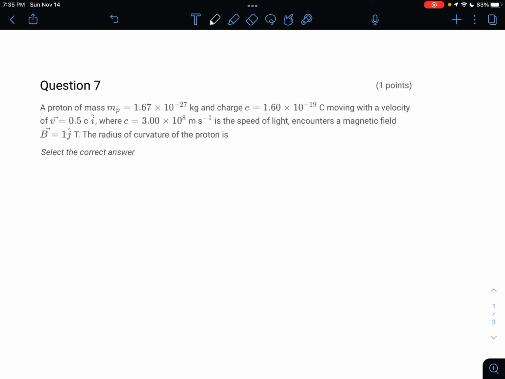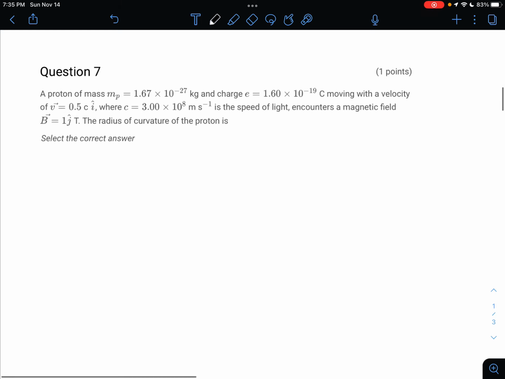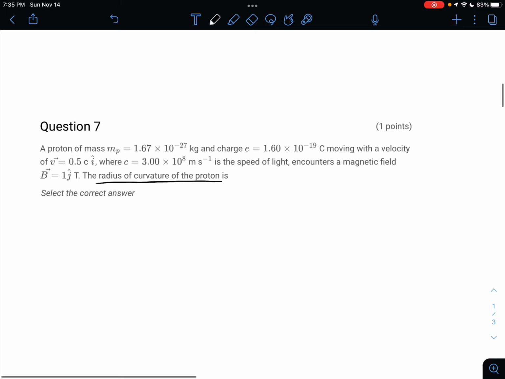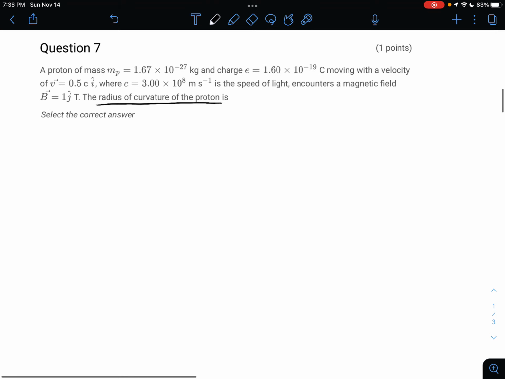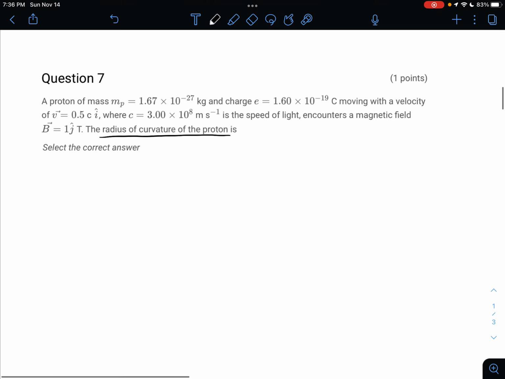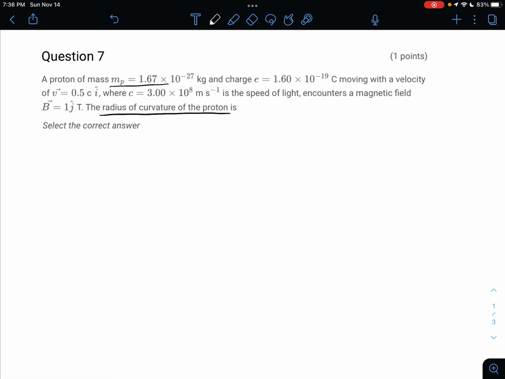Alrighty, y'all. Today we're taking a look at homework 4, question 7. For this one, we're trying to find the radius of curvature of the proton that's moving within a magnetic field, right? So we have the mass of the proton, the charge, the speed, all this jazz. So we know that it's asking for the radius of curvature.